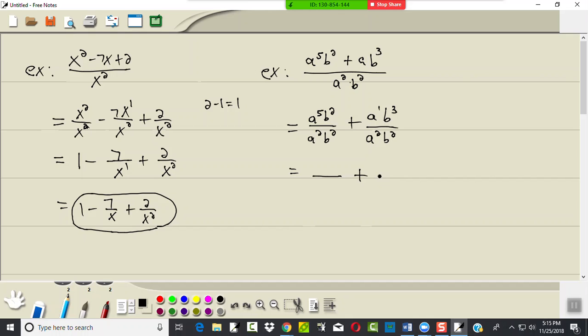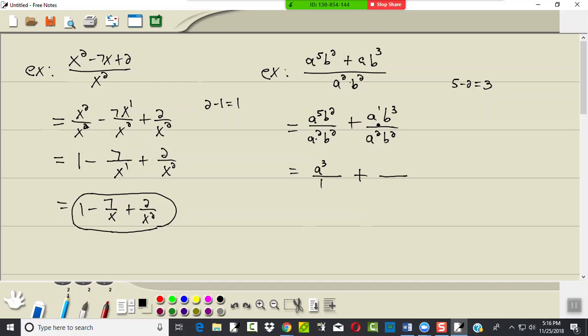Okay, so we're going to handle each one of these separately. We'll look at the a's first. We've got a to a power over a to a power. Subtract the smaller exponent from the larger one. 5 minus 2 is 3. So we're going to have a to the third power where the larger exponent was, which is on top. Now the b squared and b squared are the same, so those are going to cancel. And we'll put just a placeholder of 1 there temporarily.